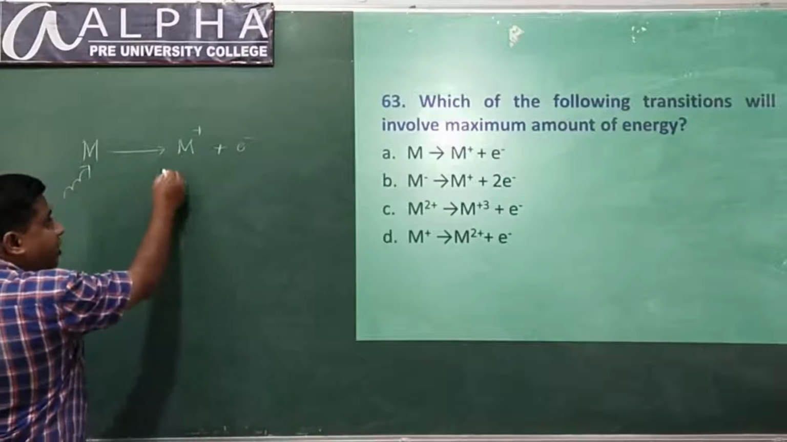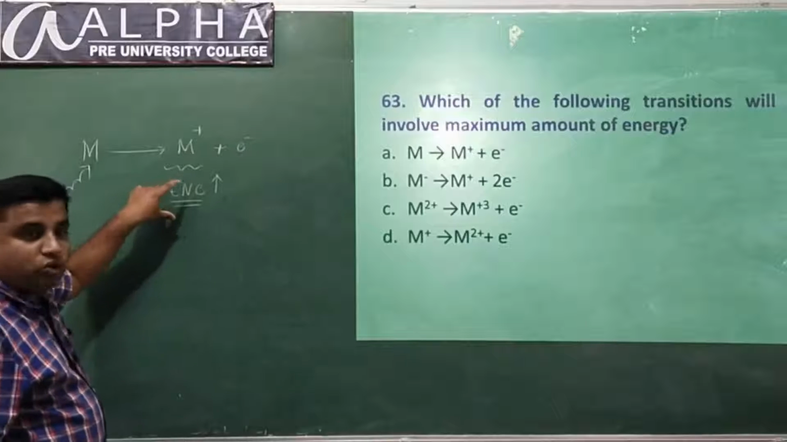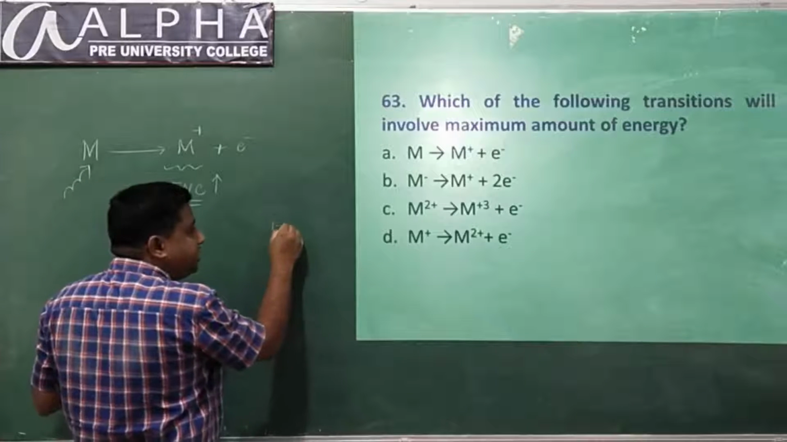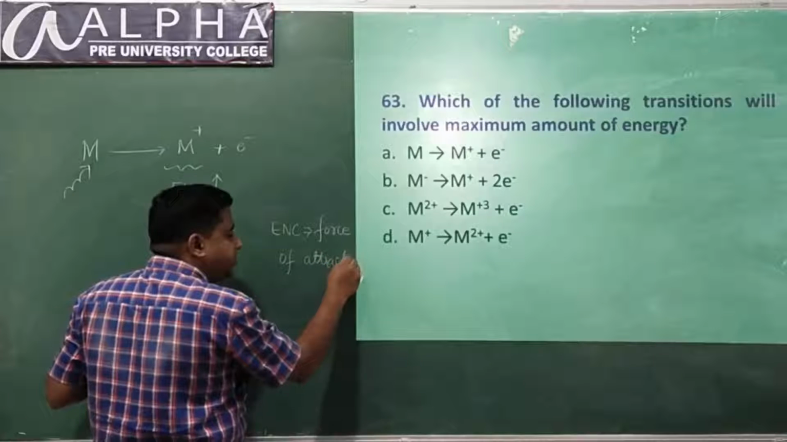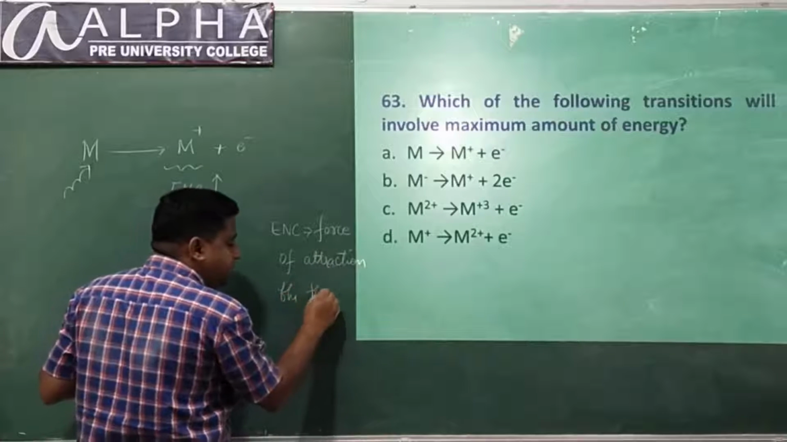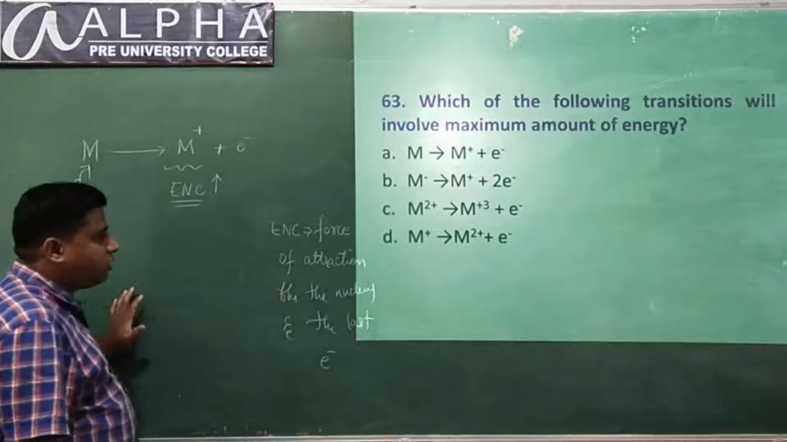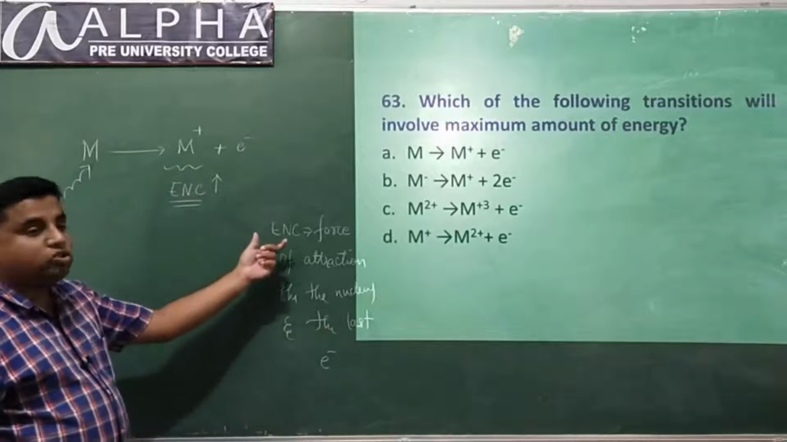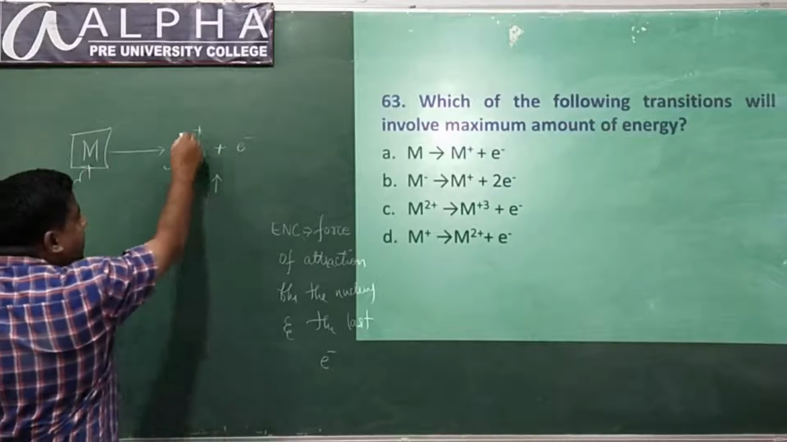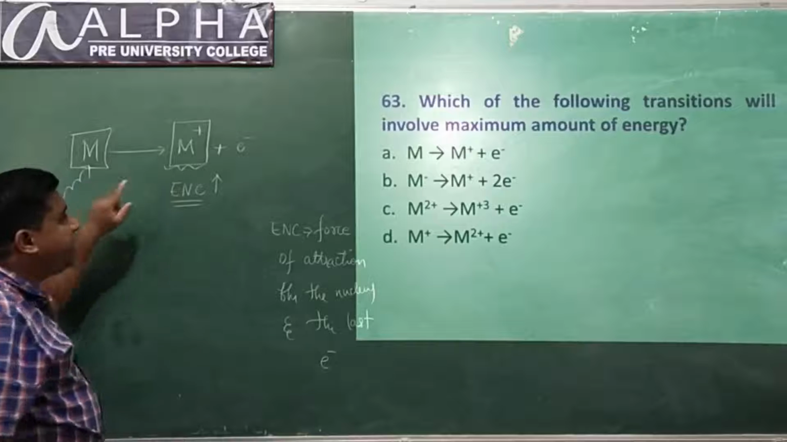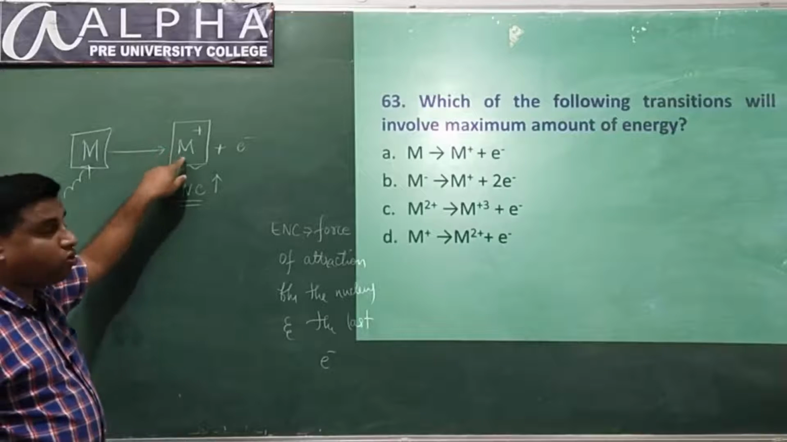When it forms M plus, the effective nuclear charge of this M plus will increase. What do you mean by effective nuclear charge? Effective nuclear charge means the force of attraction between the nucleus and the last electron. So when I remove an electron from an atom to form an ion, the effective nuclear charge of this ion will be very high. That is, the last electron will be tightly bound to the nucleus after removing an electron.